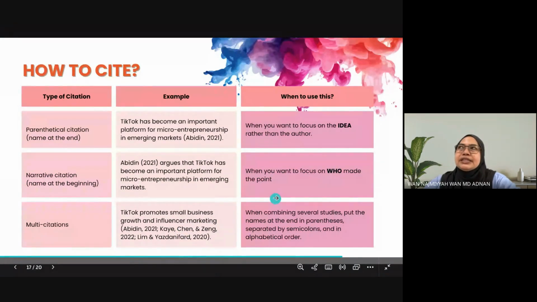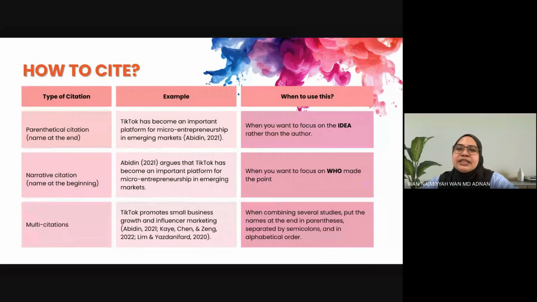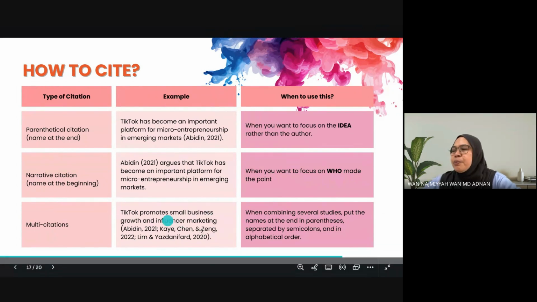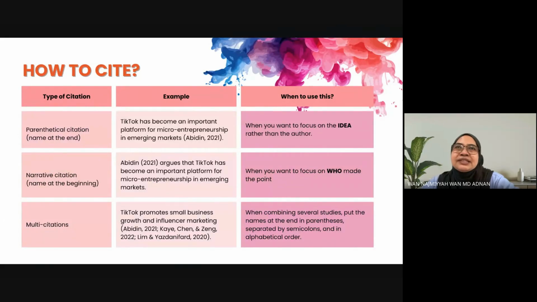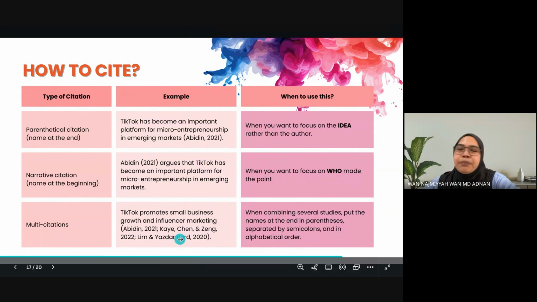Multi-citation is when you are combining several studies together to show that they have the same ideas. So for example, TikTok promotes small business growth and influencer marketing, and you said that it's from Abidin, K, and Lim and Yazdani Fard. When you found several studies saying the same exact thing, you put the names at the end in the parenthesis, like Abidin here, and you separate them by semicolon and in alphabetical order, not like A first and then K and then L.